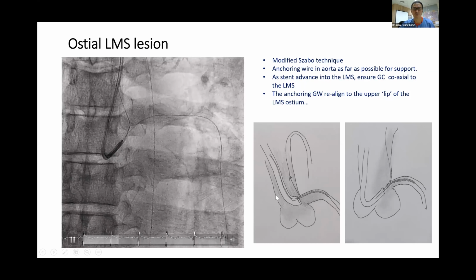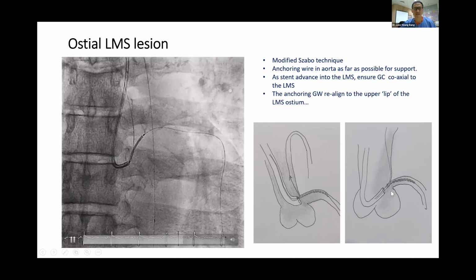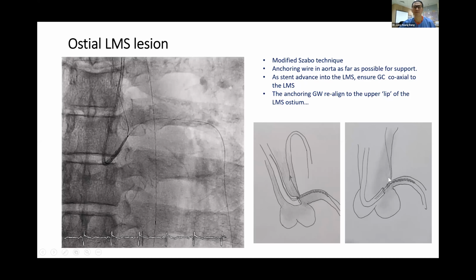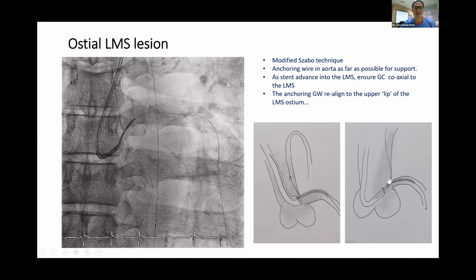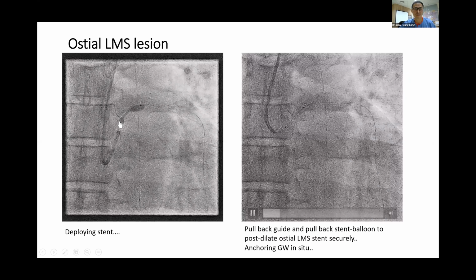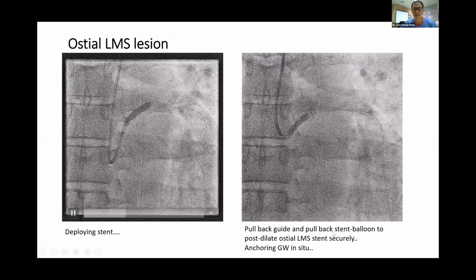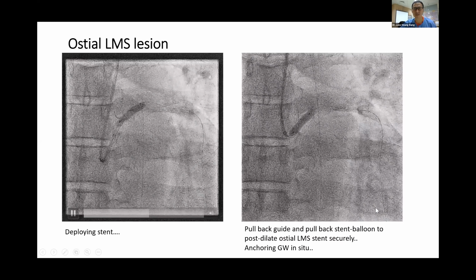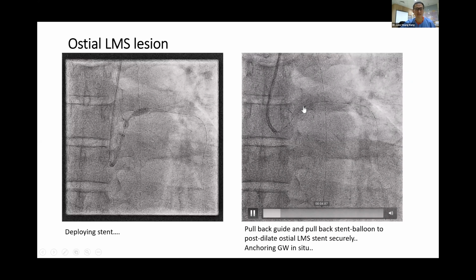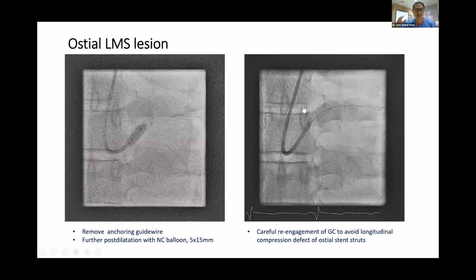Once the stent is pushed up against the ostium, it is anchored by the wire at the upper lip. You can see here it is deploying the stent. After that, we gently pull back the balloon and repeat the dilatation to make sure the ostium is properly flared. You can still see the anchoring wire in situ there. Then we're happy because it's the aorto-ostium.